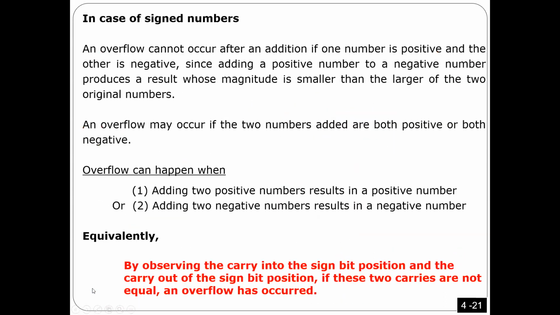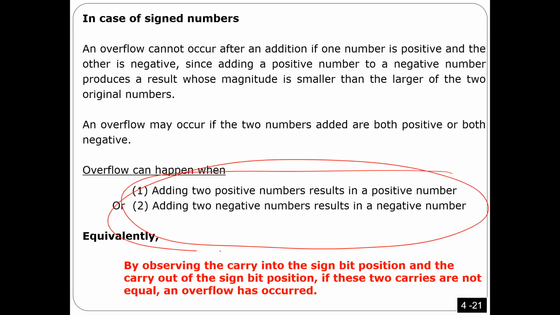In the case of signed numbers, as I explained before, if you add 2 positive numbers, the result is a negative number. And if you add 2 negative numbers, you get a positive number. So overflow can happen only in these 2 cases: add positive to positive, you get negative; add negative to negative, you get positive. If the signs are different, if I add positive to negative, there is no overflow because the number is not going to get bigger.